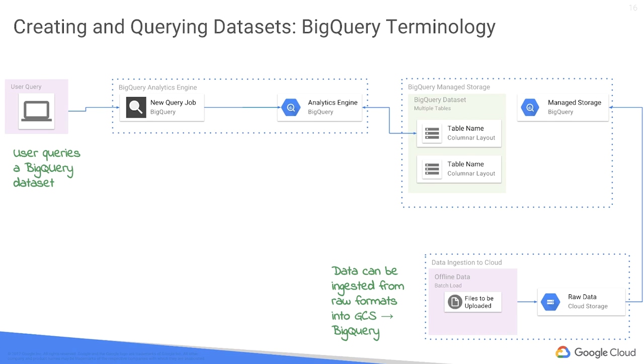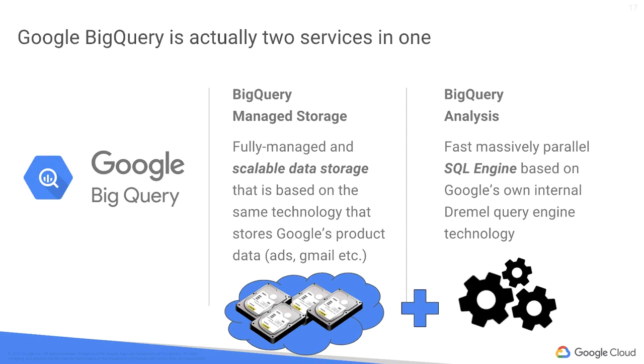And then you also have the BigQuery managed storage. So you have this powerful query engine, and you also have this replicated, scalable storage where all your data is being stored. So it's actually two technologies or two services in one. So Google BigQuery is that managed storage piece, which is scalable, and it's the same technology that stores a lot of Google's product data, right? Think ads or Google email service, Gmail. But it's also the really lightning fast analytics engine for the SQL engine.